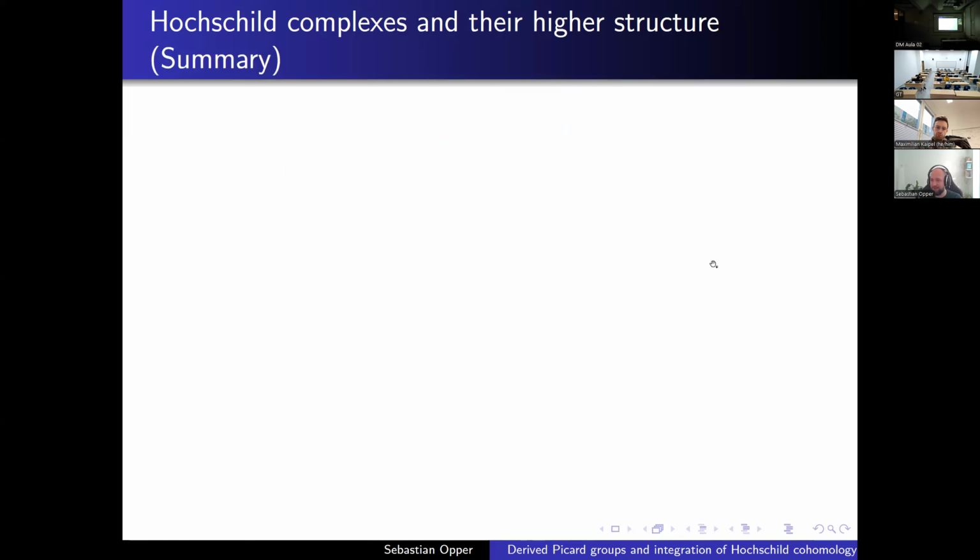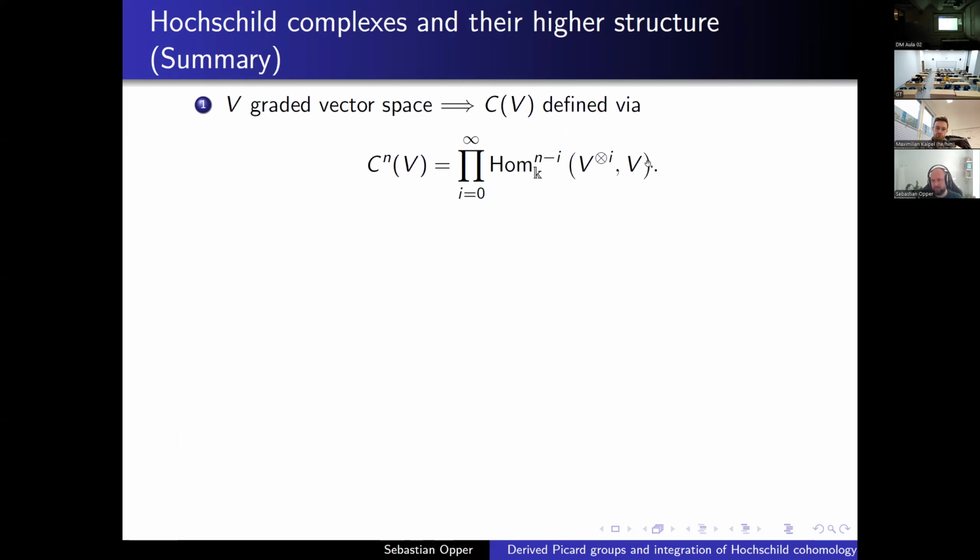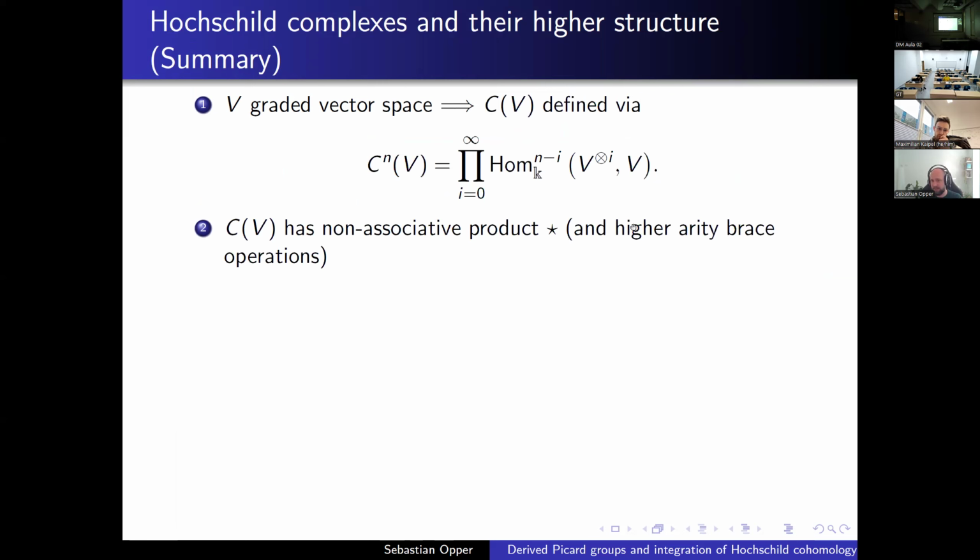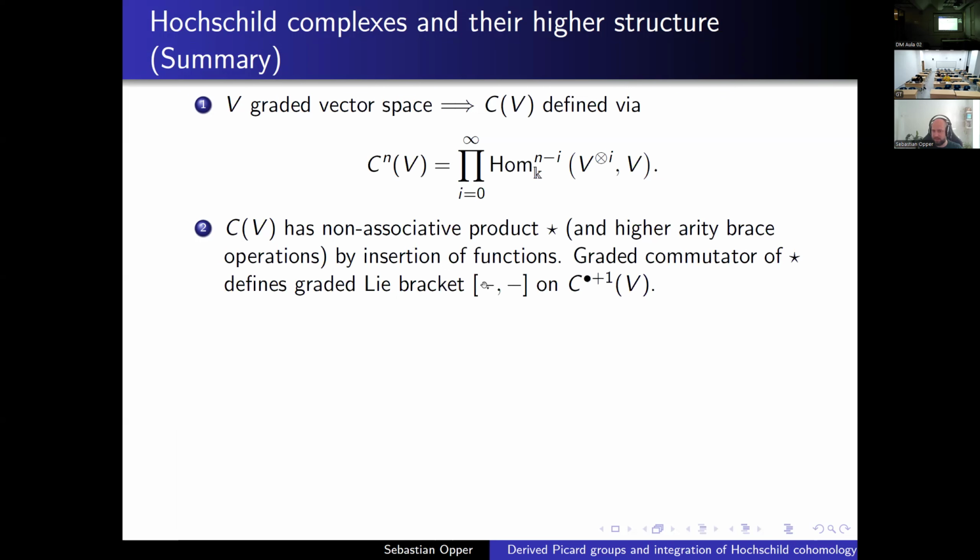All right, but before that I decided to give a summary, so I think it's useful. We start with a graded vector space and the Hochschild complex defined in the usual way. This has a non-associative product, a composition product, and some extra operations which are called brace operations. They're all defined in the same way by just inserting functions into other functions. And then the graded commutator defines this Lie bracket, the Gerstenhaber bracket.